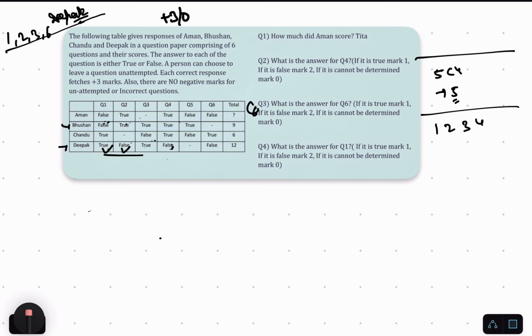Okay, had the questions been with options like A, B, C, D and no option of "cannot be determined", then we would have gone for the 1 2 3 6 case and we would have done this. Okay, so now let us check other options as well.